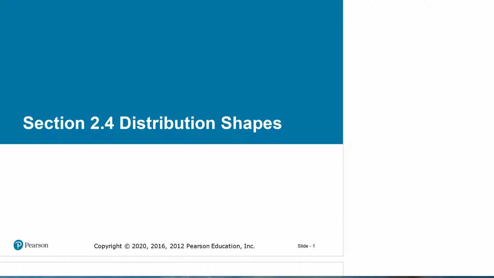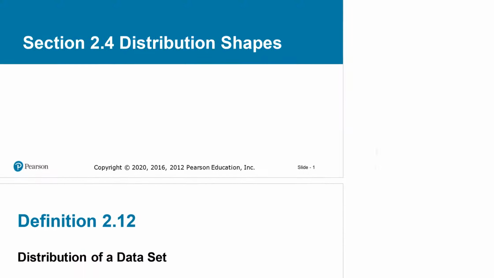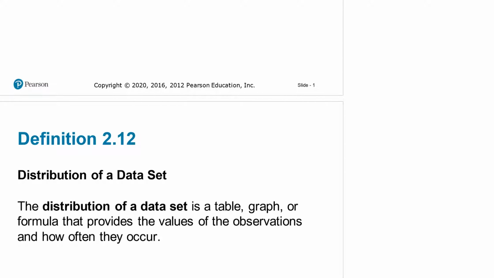Section 2.4, distribution shapes. We're going to look at how we use shapes in statistics. There are several shapes we're going to look at. The distribution of a set of data is basically a table, graph, or format that provides the values of the observations and how often they occur. That's what we did in the previous section.